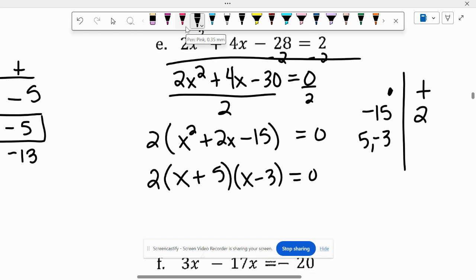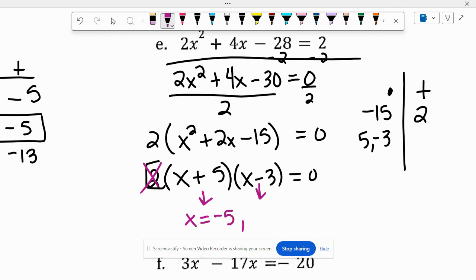So 2 equals 0. Is that true? What do we do with this 2 out front? Does it become any part of our solution? No, it doesn't. It just goes away. So my 2 solutions are x plus 5 or x minus 3. If x plus 5 is a factor, the solution is, what's the opposite of a positive 5? Okay. If x minus 3 is a factor, what's the opposite of minus 3? Positive 3.